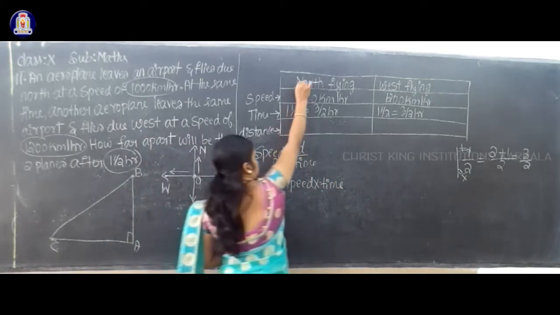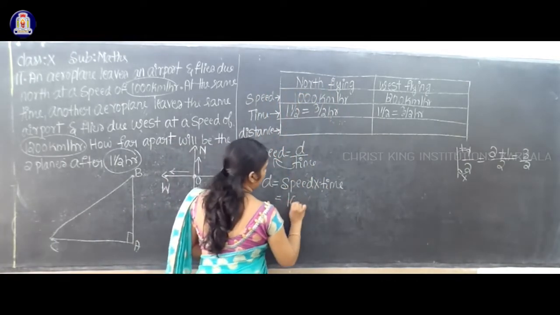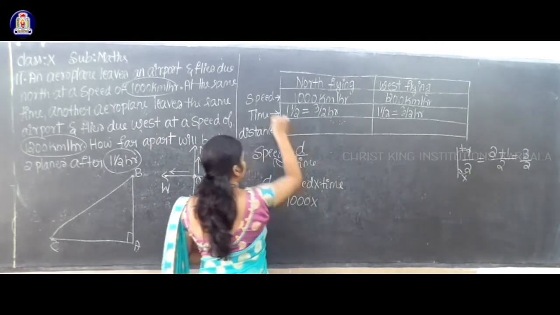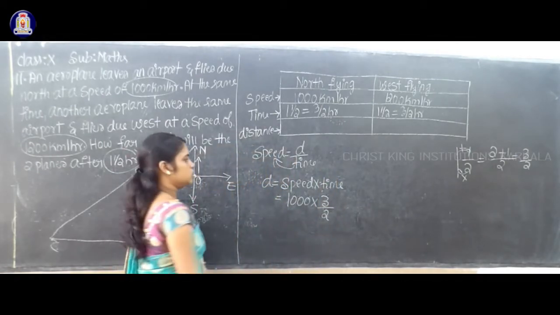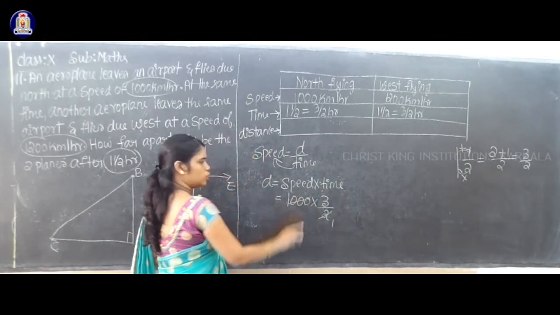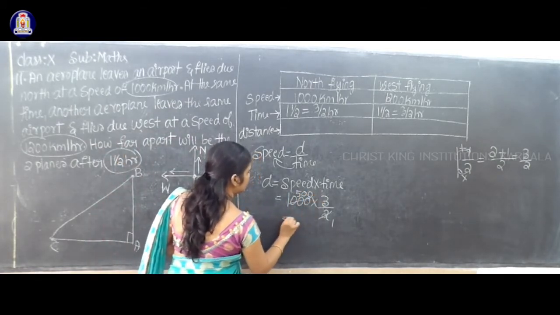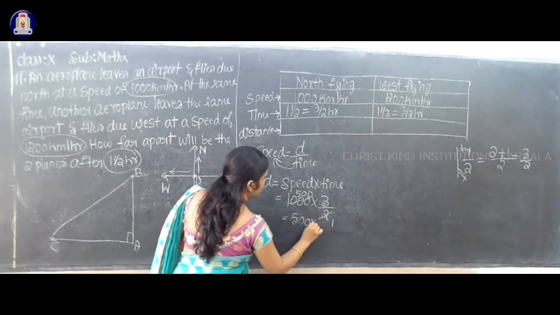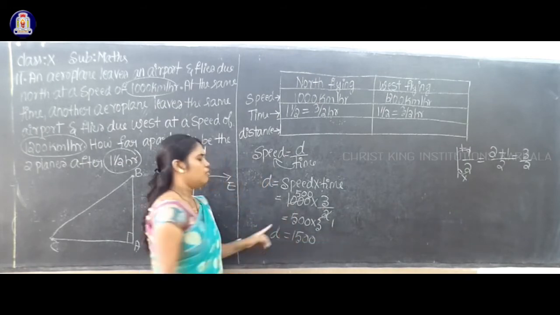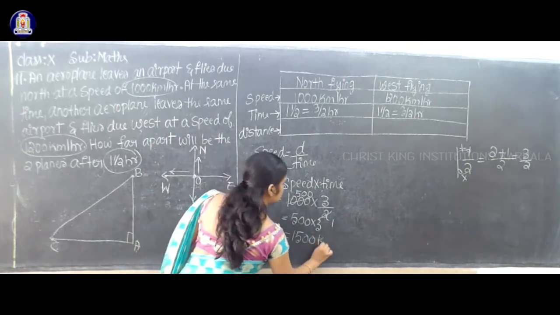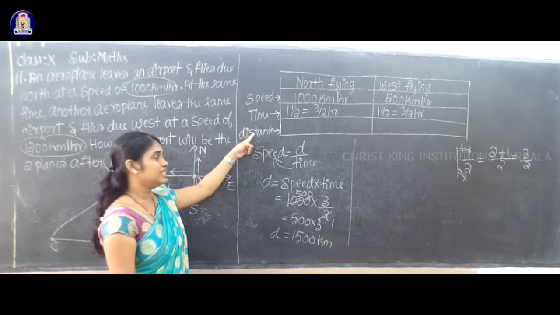For the first, north flying aeroplane, what is the speed value? Speed value is 1000 into time. What is the time value? Time value is 3 by 2. So 2 ones are 2, 2 fives are 10, so 500 you will get. 500 into 3 equal to 15, so 1500 kilometer.